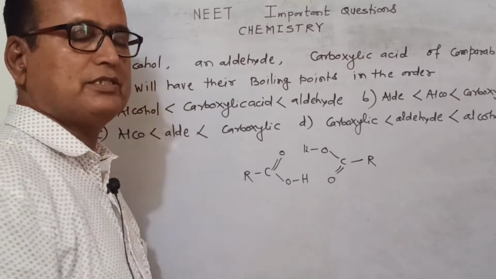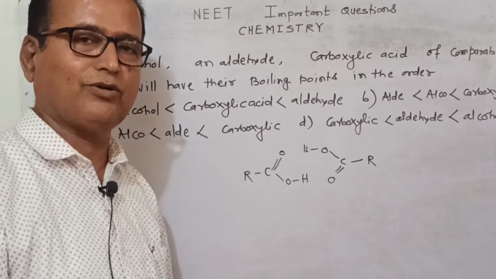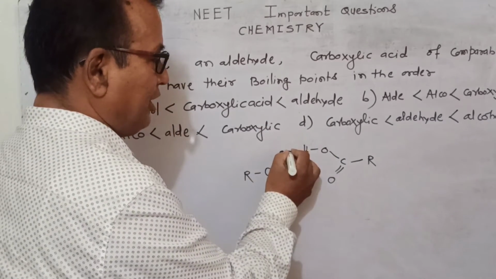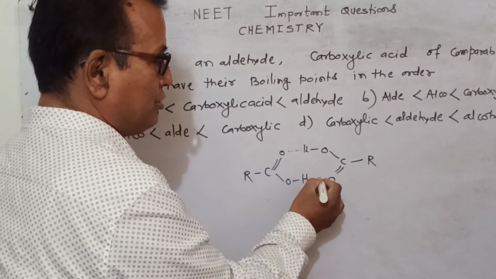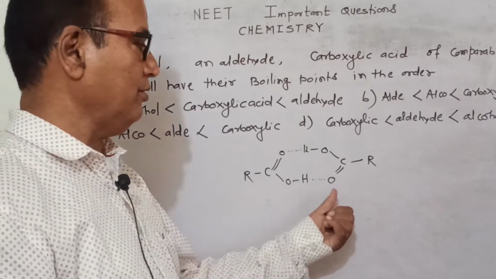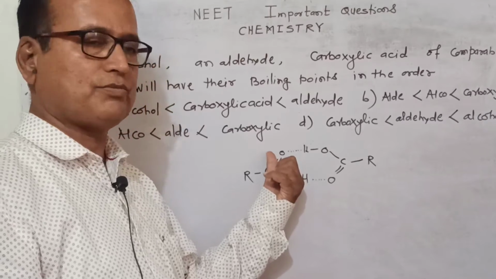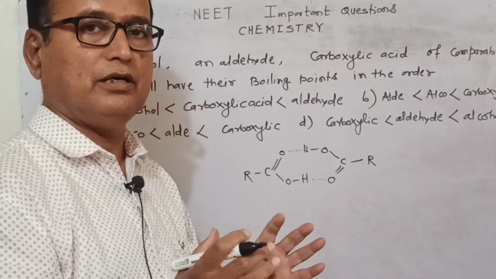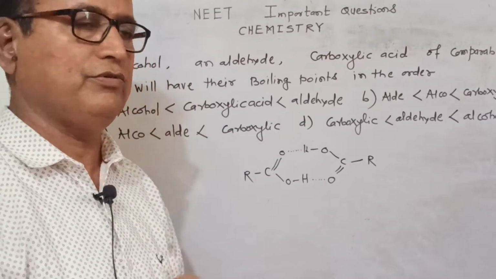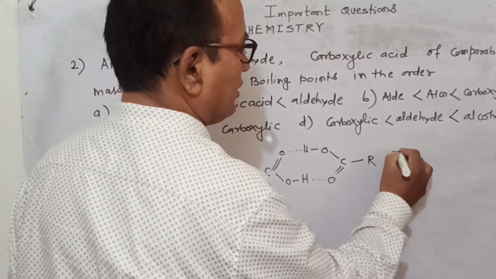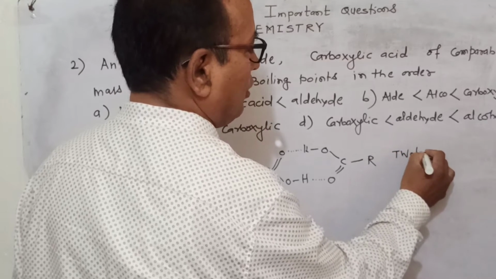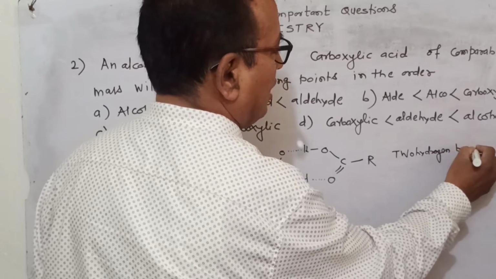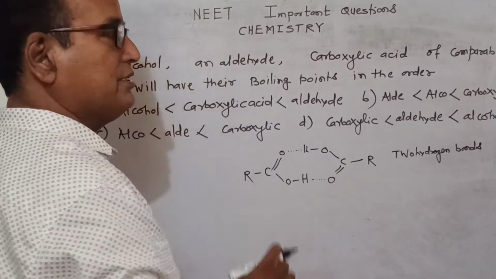These two carboxylic acids are there. When they contact with each other, there must be a type of hydrogen bond formed. Hydrogen of first molecule, oxygen of second. Oxygen of first molecule, hydrogen of second. Means here in carboxylic acid, a dimer is formed. In the dimer, two hydrogen bonds are there. Very important, hydrogen bonds are strong. Two hydrogen bonds are there in carboxylic acid.